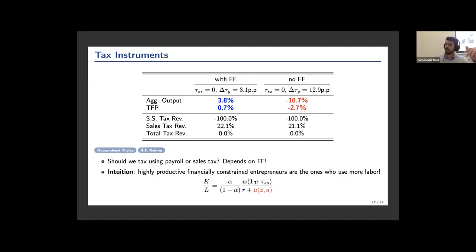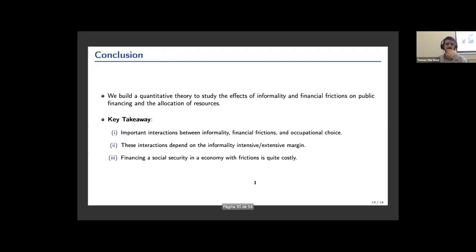So I think I should conclude. I couldn't discuss too much of the public financing, but the question gave me a good hook. What I want you to take out of this presentation is that those interactions matter, and they matter not only because of financial frictions, but also because different margins of formality interact together. These have important implications for public financing in general.